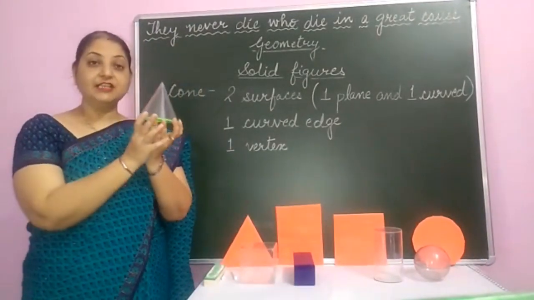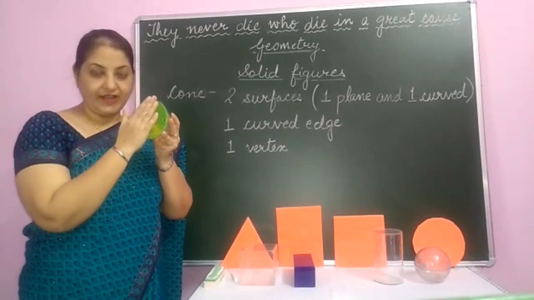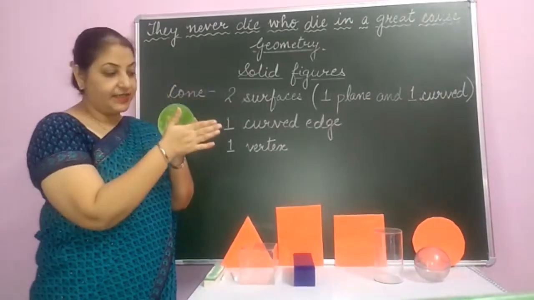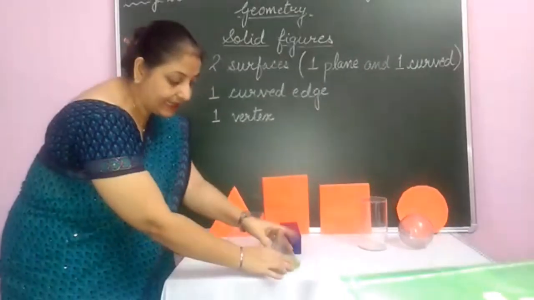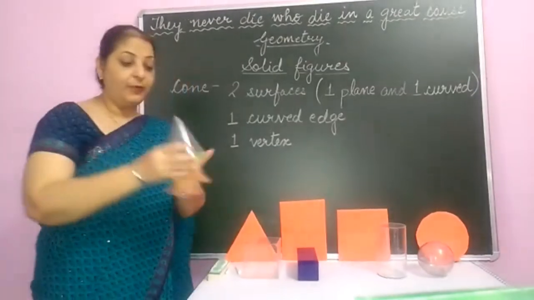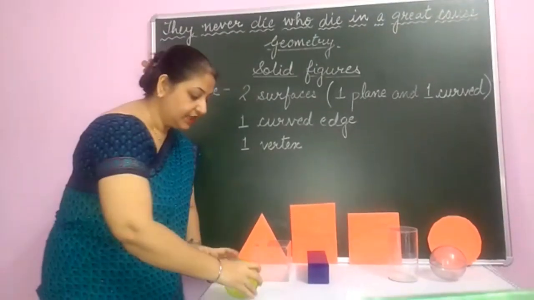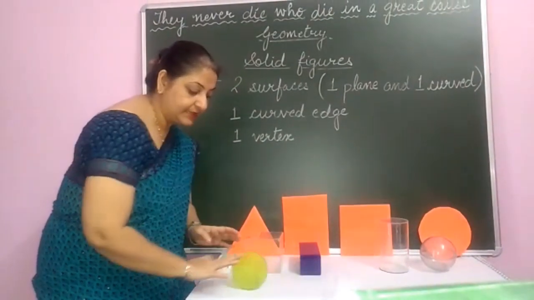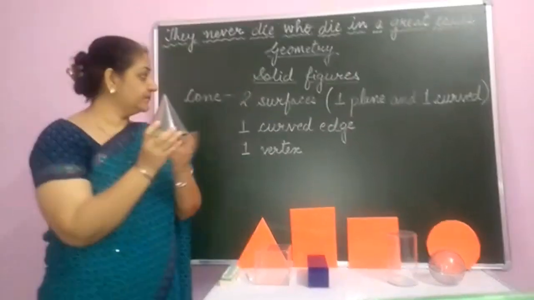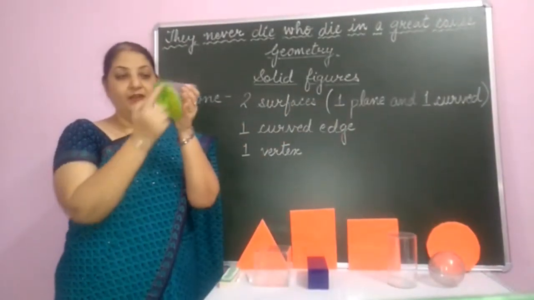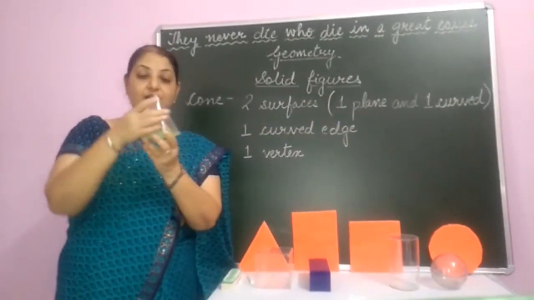Let us talk about the third solid figure. See children, this figure is known as cone. Now, let us see the faces here. If I touch this, it is a plane surface. It is sliding. But when we touch this surface, it is a curved surface. Children, it will roll down. See, this is rolling. So, this has 2 surfaces. One surface is plane, which is the bottom of this figure, and one surface is curved.